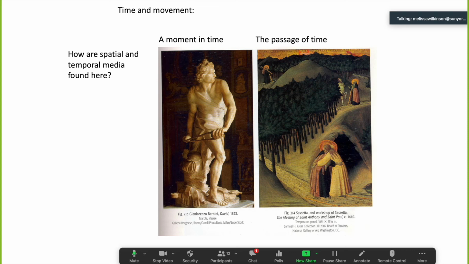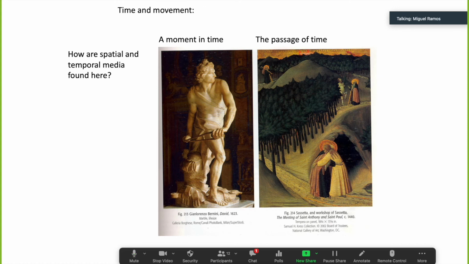We have the meeting of St. Anthony and St. Paul. And we actually have St. Paul starting on his journey, and then St. Paul has a meeting right in the center there, and then he's repeated 3 times throughout. We don't even need to know this story in order to know that this is a sequential image, right? And sequential images are closely related to comic books, right? So, is the second image, where it says the passage of time, spatial or temporal?